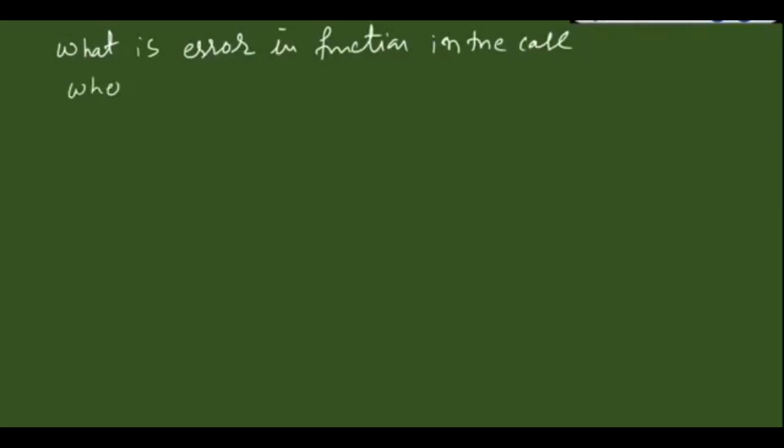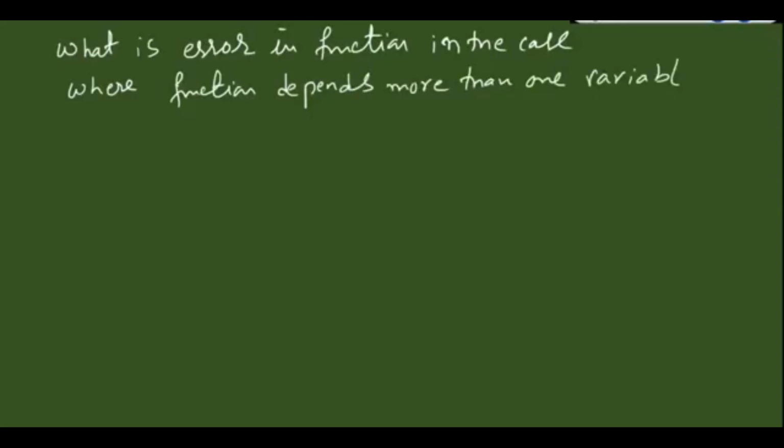What is the error in a function in the case where the function depends on more than one variable? More than one variable. This is interesting.